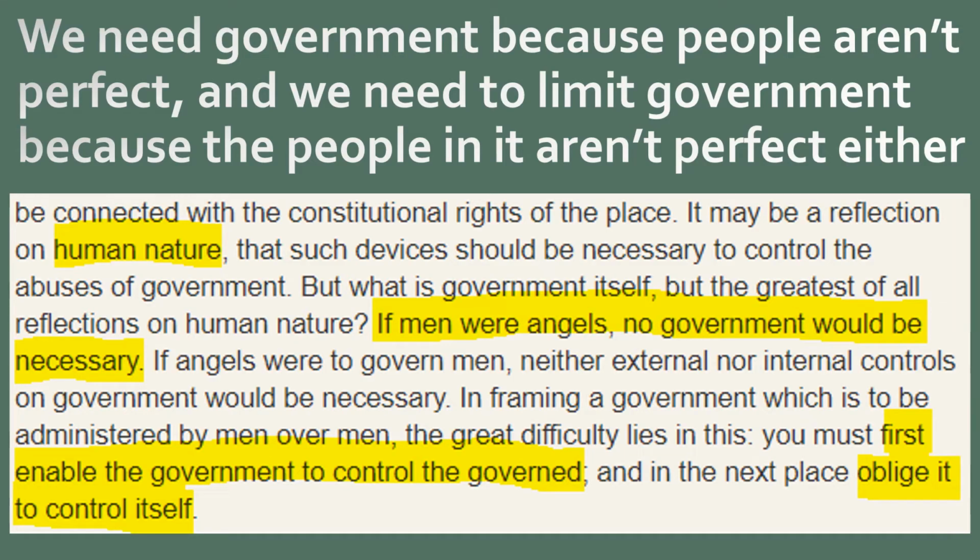So if angels were to govern men, neither external nor internal controls on government would be necessary. So you'd have a perfect government and you would just say, here's your power, and it would naturally use its power properly. But since we have a government of men, by men over men, and women, obviously updating it a couple hundred years, you first have to enable the government to control the governed. So government has to have enough power to control the people, but it also needs to be obliged to control itself. So you have to influence it, encourage it to control itself. So this is a really tough part. We need government because people aren't perfect, but then we need to limit government because the people in government aren't perfect either. So we're going to need to have limited governmental power. Again, one of the key ideas of the Constitution is this limited government, and here he's giving you a really good reason why.